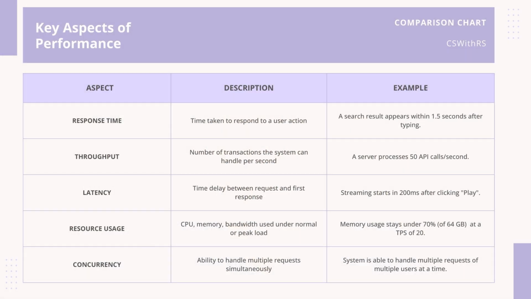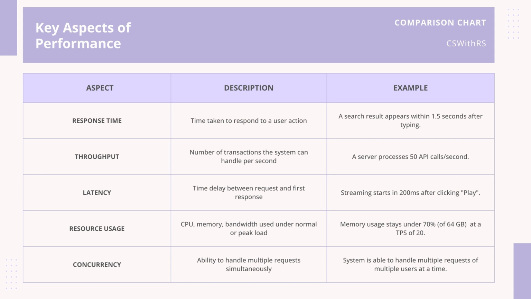Now the key aspects of performance: response time, which we have just discussed. Throughput is basically the number of transactions the system can handle per second. Maybe the system is able to handle, let's say, 20 API calls per second, maybe 40, maybe 50, depending upon the system. Latency is basically the time delay between the request and the response.